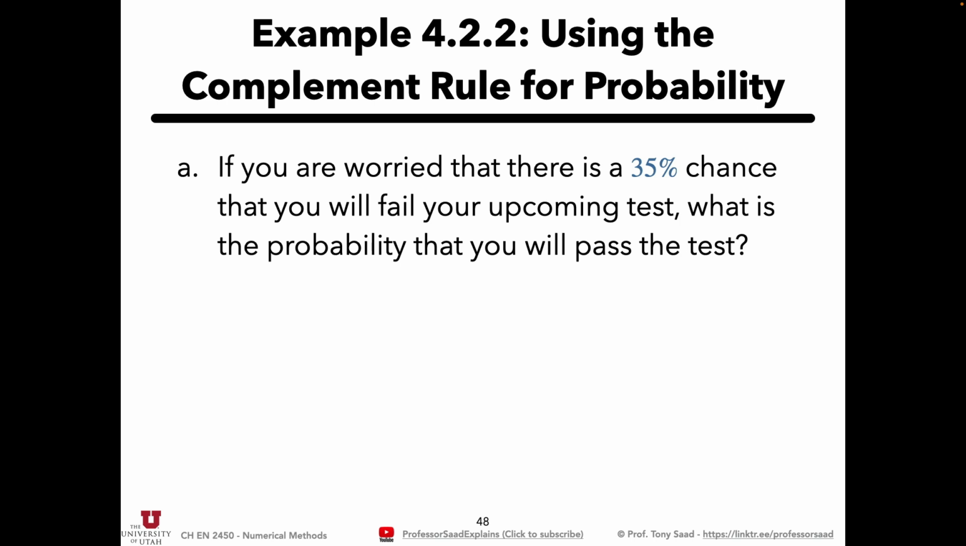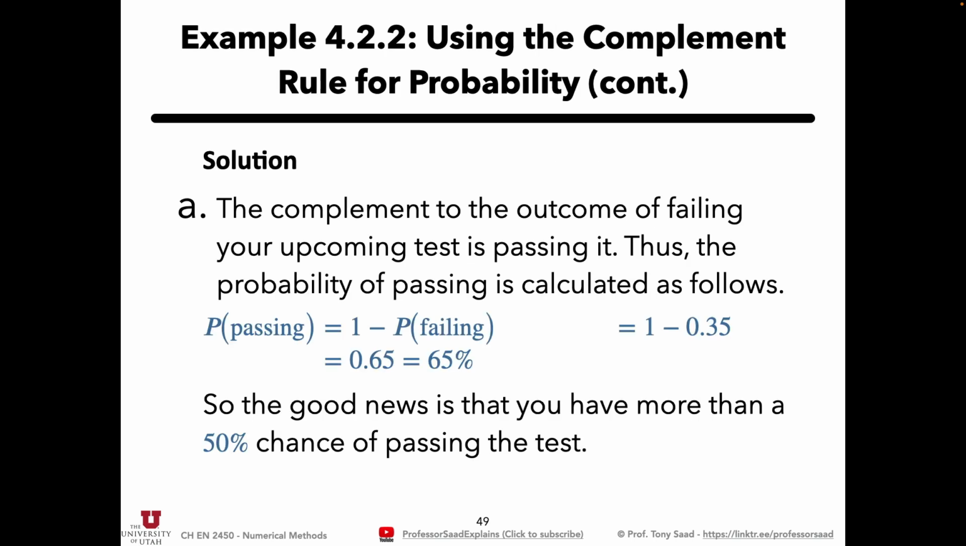If you are worried that there's a 35% chance that you will fail your upcoming test, meaning getting a failing grade, what is the probability that you will pass the test? Pretty simple. The probability of passing plus the probability of failing is equal to 1. You can either pass or fail. So the probability of passing is 1 minus the probability of failing. That's how you would use the complement, and the chance of passing is 65% in this case, which is a pretty good chance.